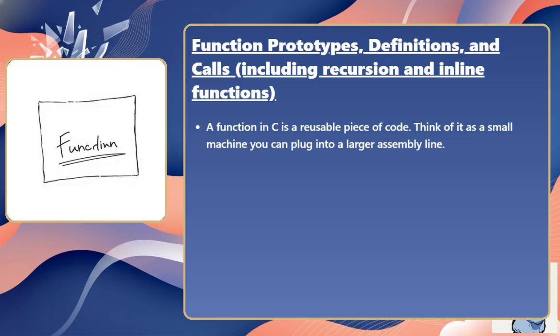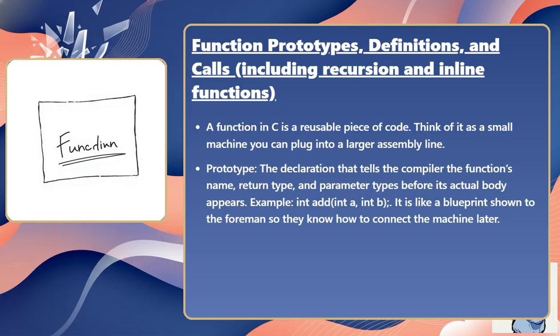A function in C is a reusable piece of code. Think of it as a small machine you can plug into a larger assembly line. Prototype: the declaration that tells the compiler the function name, return type, and parameter types before its actual body appears. Example, int add(int a, int b); It is like a blueprint shown to the foreman so they know how to connect the machine later.